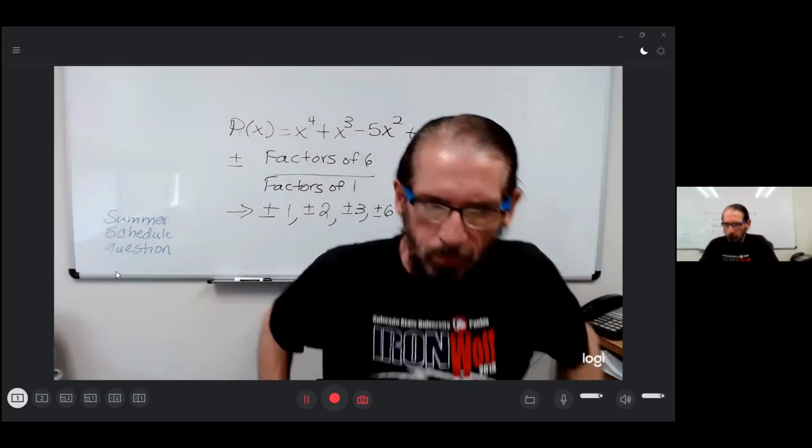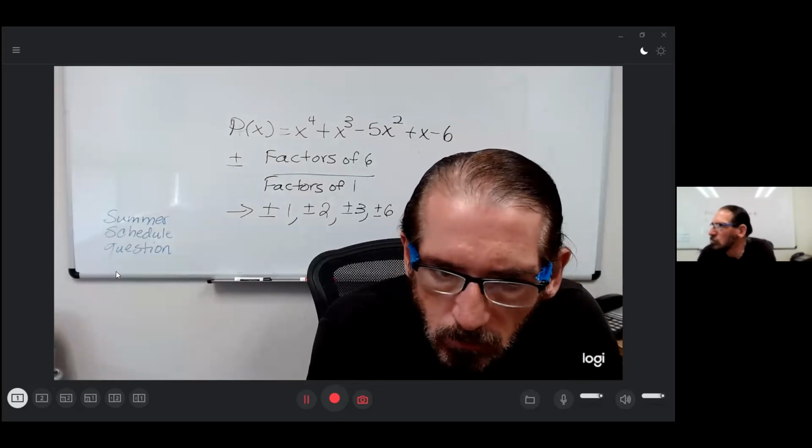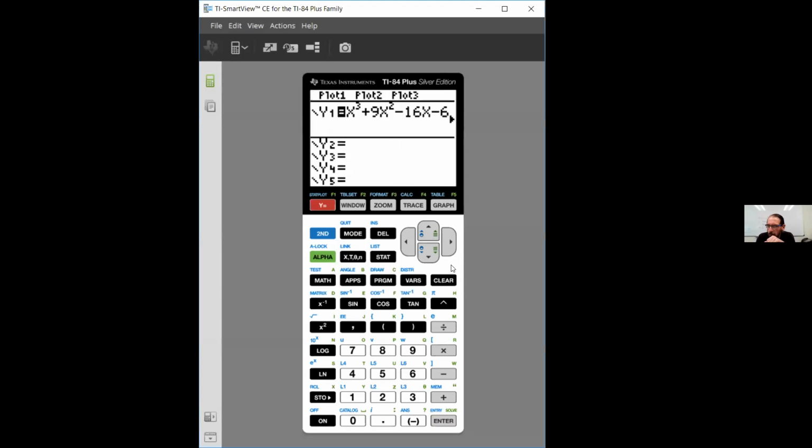So let's graph the function: x to the fourth plus x cubed minus 5x squared plus x and minus 6. Since in our list of possible rational zeros the one with the greatest absolute value is either positive or negative 6, I'm going to look just a little bit left and right of 6.